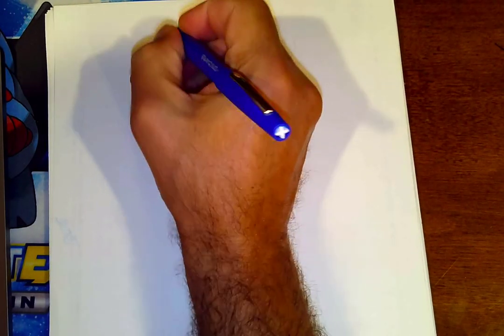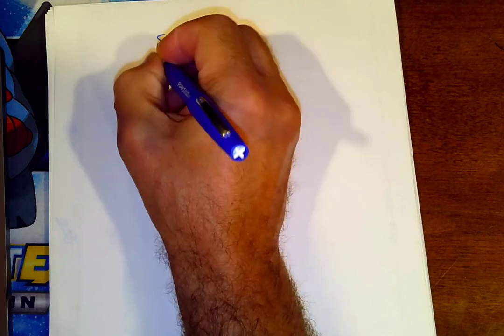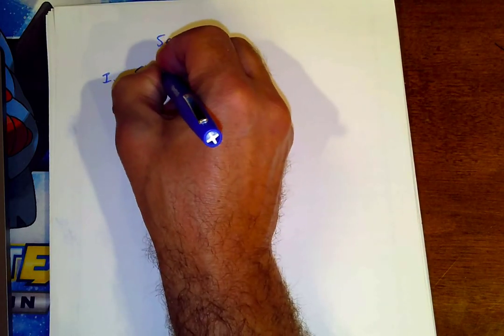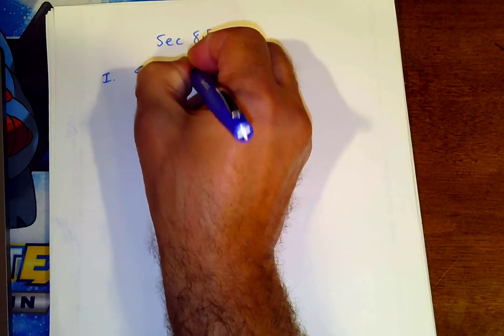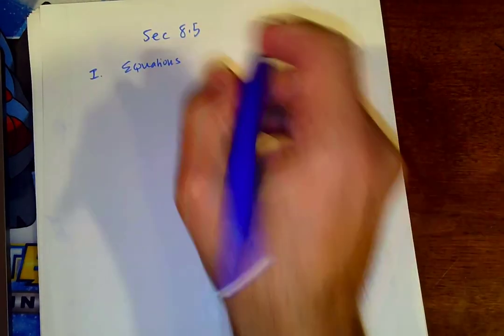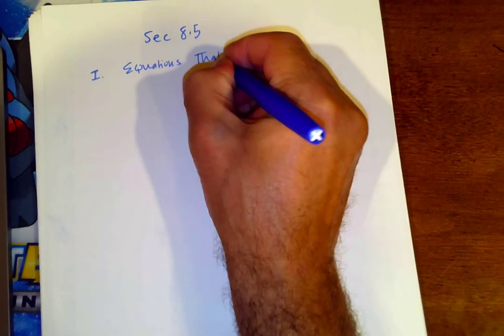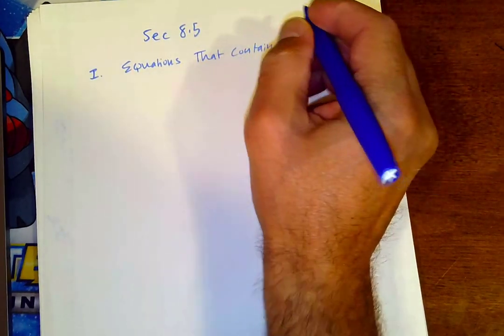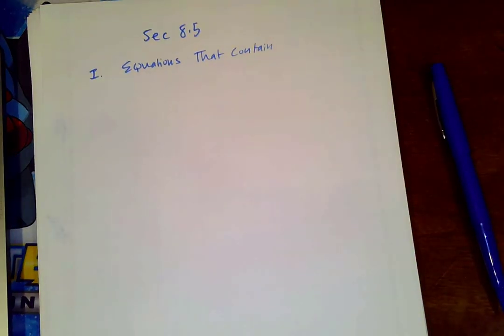Okay, today I want to talk about section 8.5, which is about two parts: equations that contain absolute value. Let me get a pen.